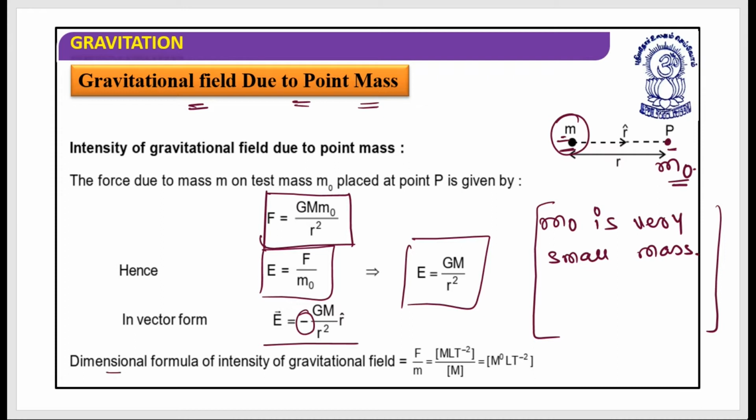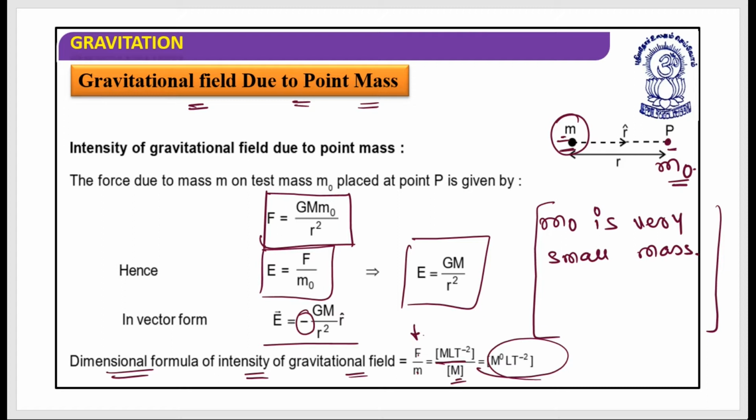Let's find the dimensional formula for the intensity of the gravitational field. To find the dimensional formula, it is F by m. Force is kg meter per second square, M1 L1 T minus 2. M is kg only. So this is M0 L1 T minus 2. I hope you got this.